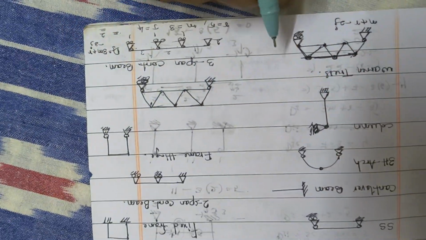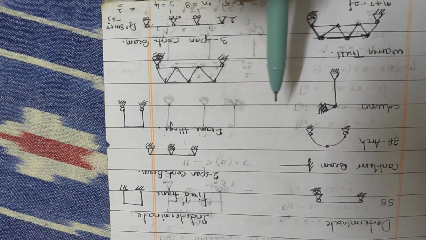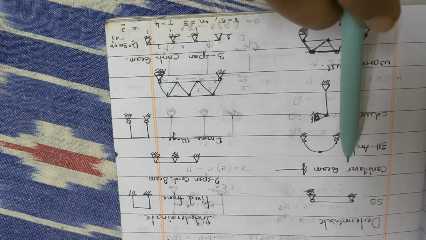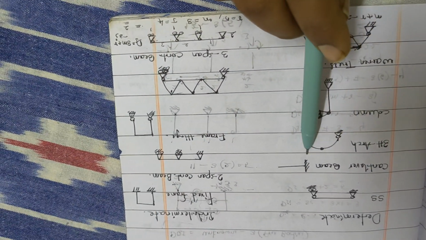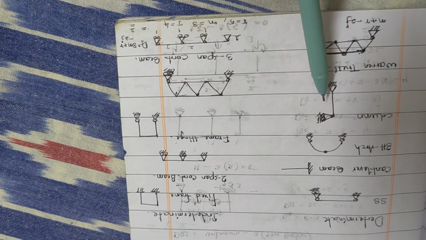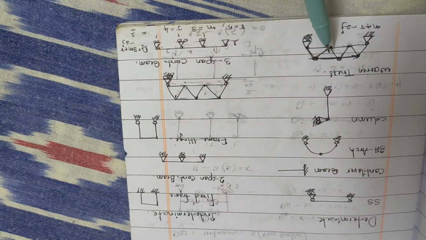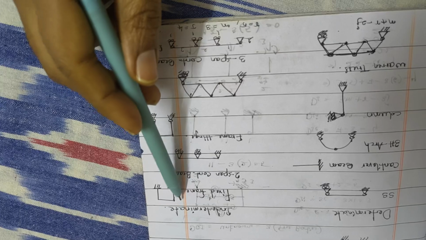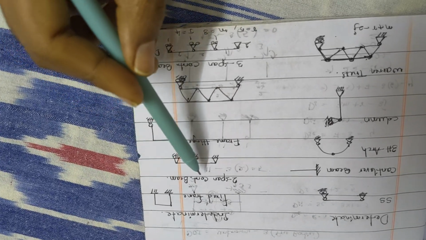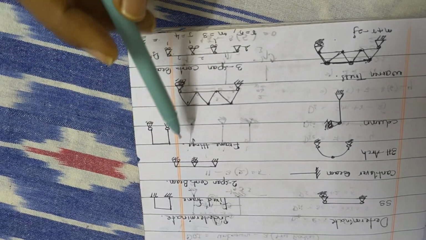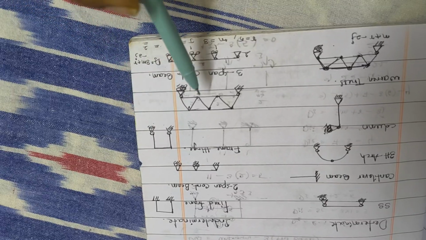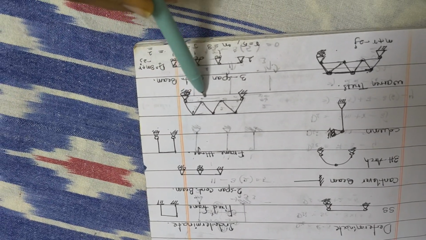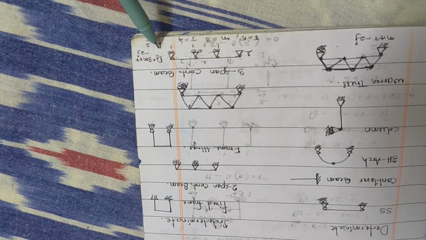Next, I want to show some structure examples for determinate and indeterminate. Here for determinate: SS and cantilever, three-hinged arch and column, and various trusses. And for indeterminate: fixed frame, two-span continuous beam, frame with a hinge, three-span continuous beams and pin jointed frames.